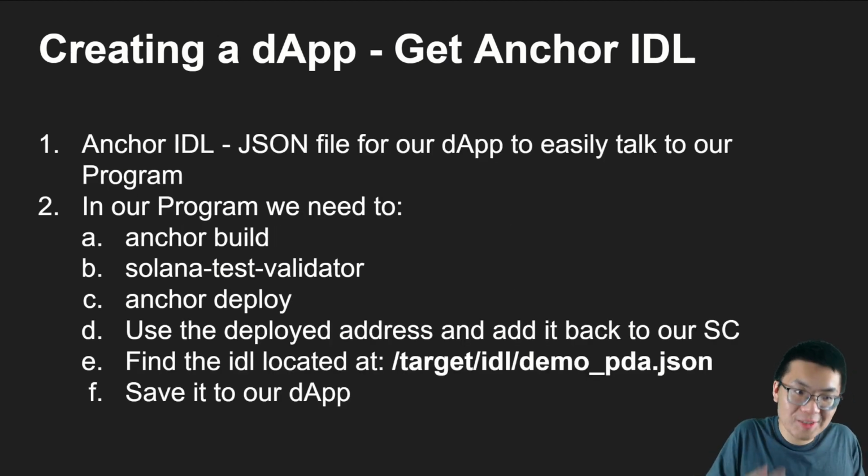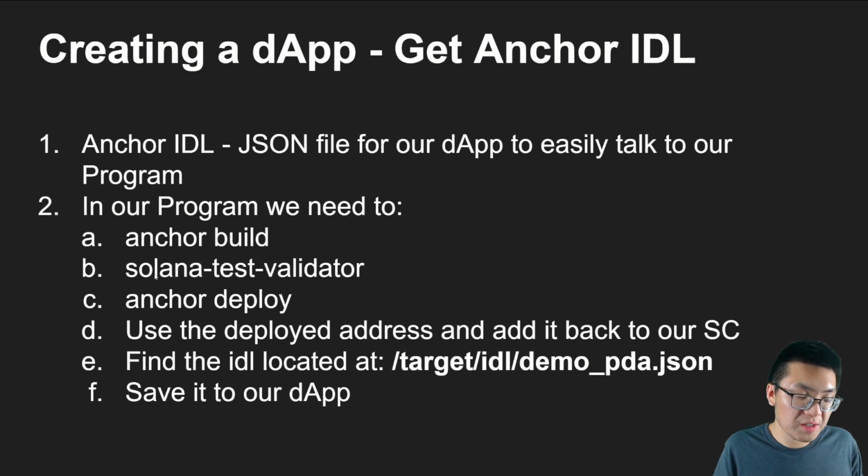Now onto the actual work. So what is the Anchor IDL? The Anchor IDL is just a JSON file that the Anchor library generates for you, and it contains all the metadata that we need, including the addresses and the fields that our front end will use to communicate with our smart contract. So to create it in our program, we just need to do an anchor build.